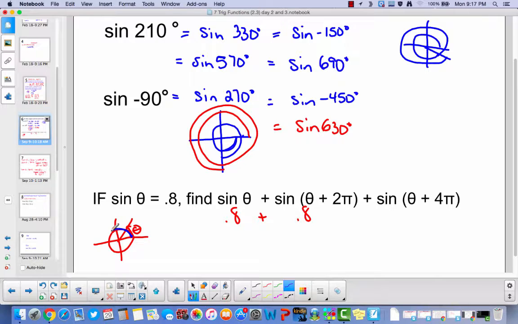There was my theta. There's 2 pi. Go around one more time, that's 4 pi, I end up back at the same point. And so my sine of theta plus 4 pi also has to be 0.8. 0.8 plus 0.8 plus 0.8 is 0.2. Oops, how about we add correctly here? Not 0.24, but 2.4. There we go.